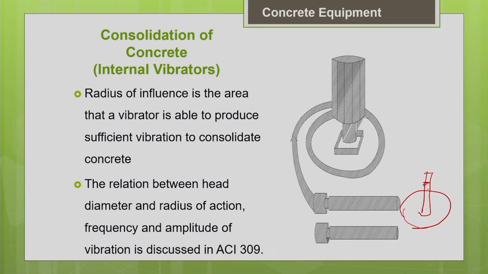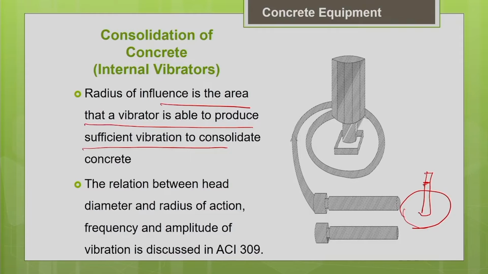It also depends upon the frequency and the amplitude of the vibration. Basically, the radius of influence for a particular vibrating head is the area in which a vibrator is able to produce sufficient vibration. The area over which your vibrations will be effective is called the radius of influence or the radius of action for a particular vibrator, and that depends upon the diameter of the vibrating head, and also upon the amplitude and the frequency of the vibration.